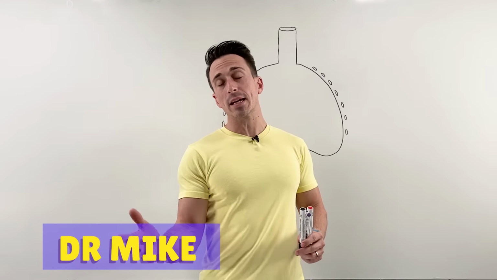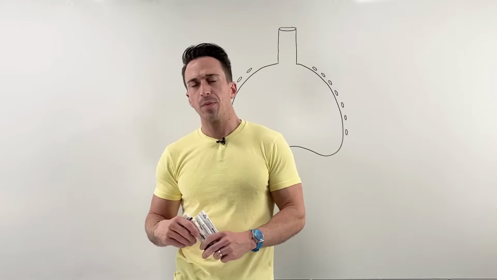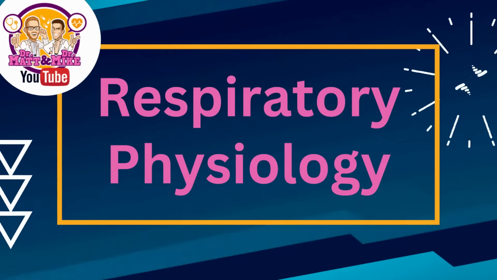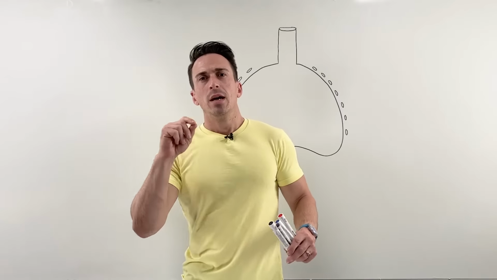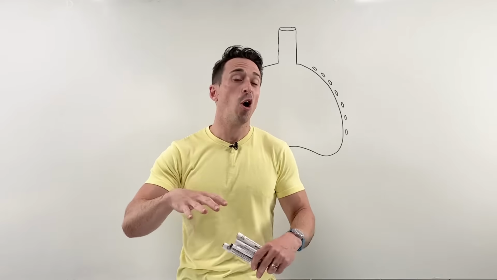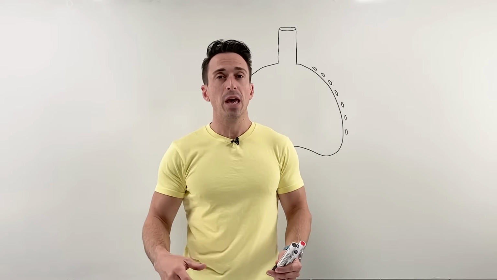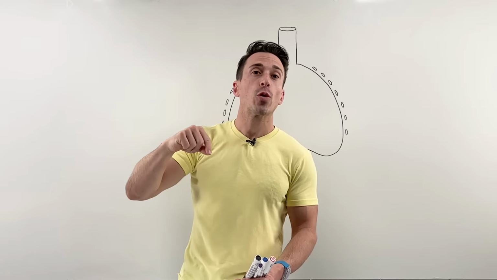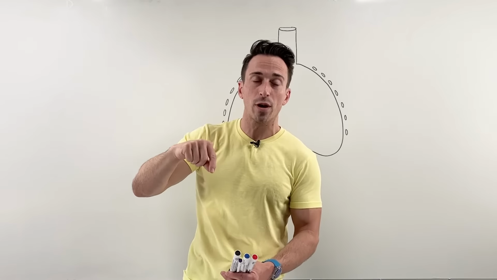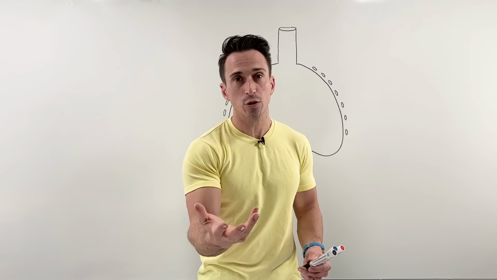In this video, we're taking a look at an overview of respiratory physiology. Now we need to keep in mind that the primary purpose of our respiratory system is to bring oxygen in from the external atmosphere, take that oxygen into our lungs, transfer it from our lungs into our bloodstream, and allow the bloodstream to transfer that oxygen to the tissues of the body.